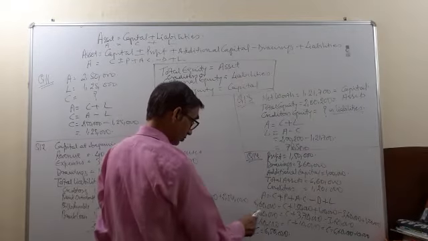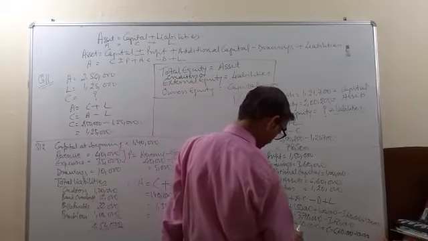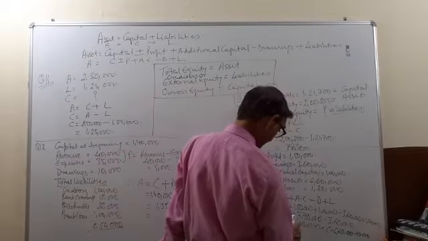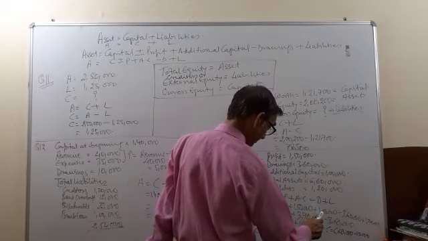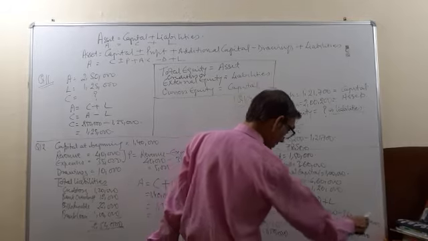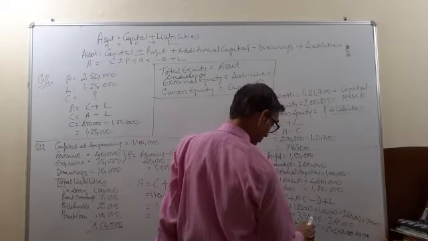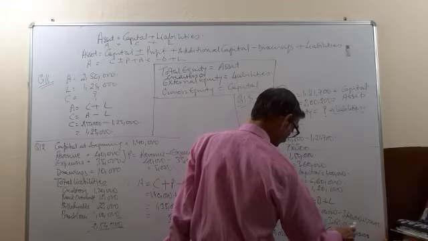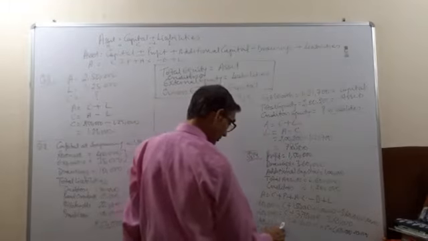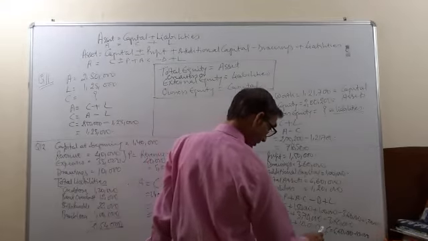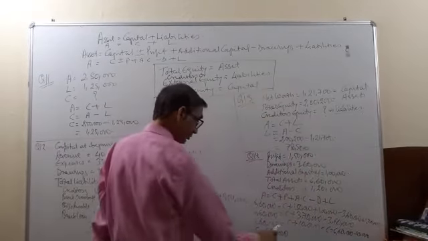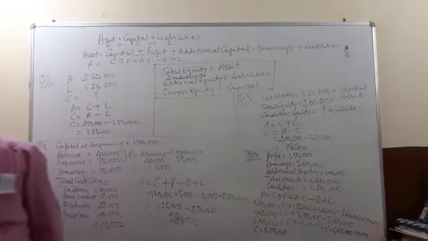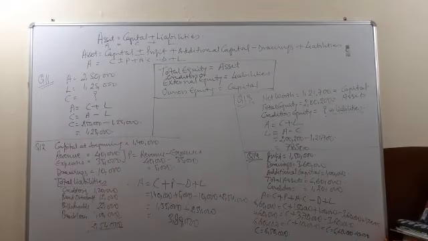So 6,60,000 is equal to C plus 3,70,000 minus 3,60,000, where 1,50,000 plus 1 lakh is 2,50,000 plus 1,20,000 is 3,70,000. So 6,60,000 is equal to C plus 10,000. Therefore C is equal to 6,60,000 minus 10,000. So C is equal to 6,50,000. That is, the capital at the beginning is rupees 6,50,000. So it's clear to you.